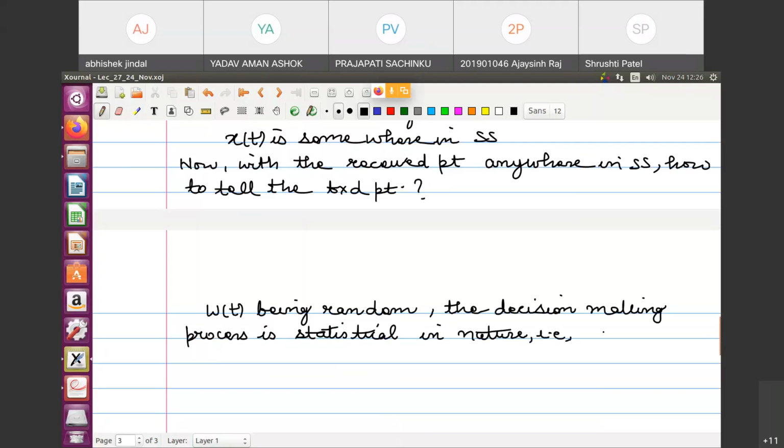That is, receiver will make occasional errors.